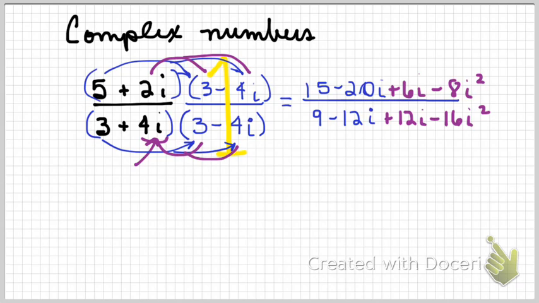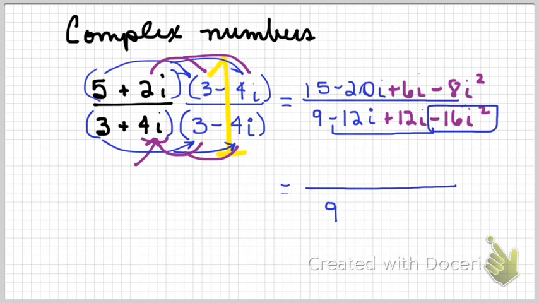Now, while we're in the denominator, let's look at what's happening. You can see by using the conjugate of the denominator in my multiplication, I get negative 12i and positive 12i, and they cancel each other out. So the denominator just becomes 9, and this negative 16i squared, remember i squared equals negative 1, so it becomes a plus 16 right there. Okay, so negative 16 times negative 1 is positive 16.